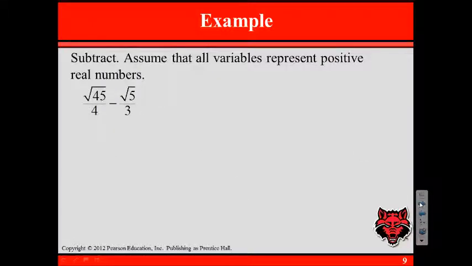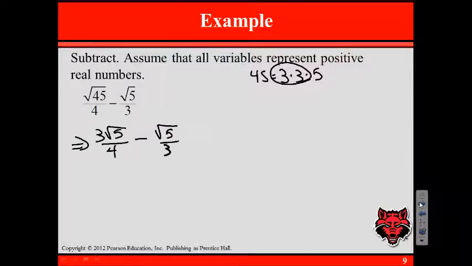Here we have an example with fractions. It doesn't matter that we have fractions. We're going to work it the same exact way. Every radical involved, we try to simplify first. So we start with the square root of 45. And just like we saw on previous problems, 45 is 3 times 3 times 5. So it has a pair of 3's that can be pulled out. So we can rewrite this as 3 square root of 5 over 4 minus square root of 5 over 3.